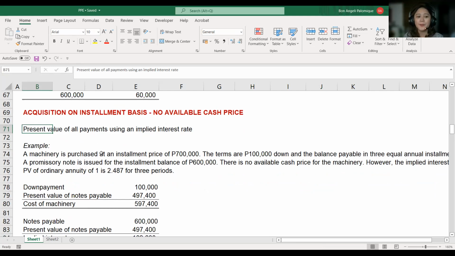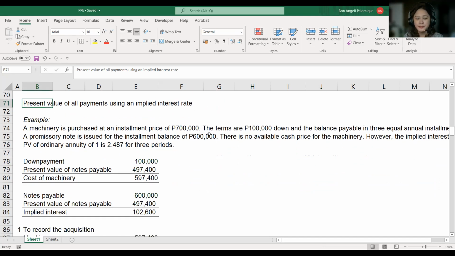So, for example naman, bumili ka ng machine. Tapos, ang installment price nito is 700,000. Kung bibili mo siya ngayon na installment, 700,000: 100,000 yung down payment and magkakaroon ka ng 3 equal annual installment of 200,000. Okay, so there is no available cash price. Pero nagbanggit siya ng implied interest rate of 2.487 present value ordinary annuity of 1 for 3 periods. Ibig sabihin, makukuha mo yung present value.